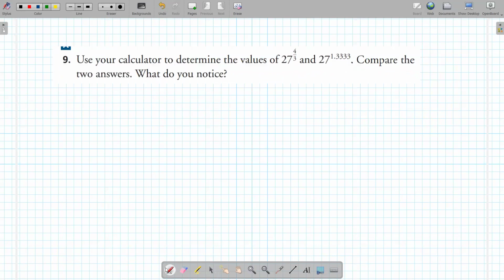It says use your calculators to determine the values of these two. Compare the two answers and what do you notice? Okay, what's our prediction? If we plug this into a calculator, what do we get?